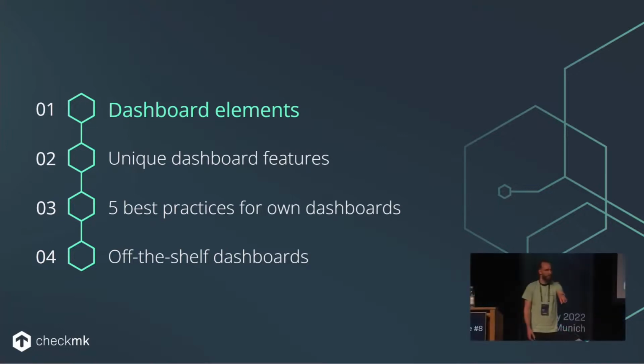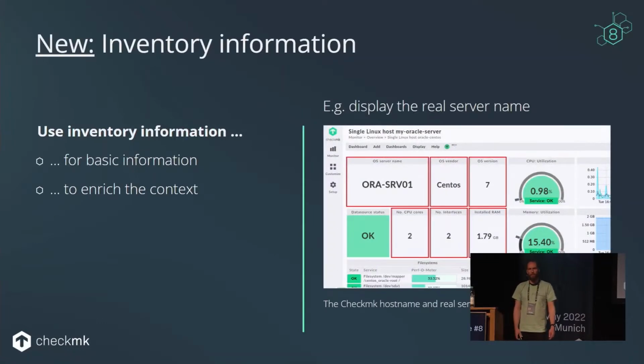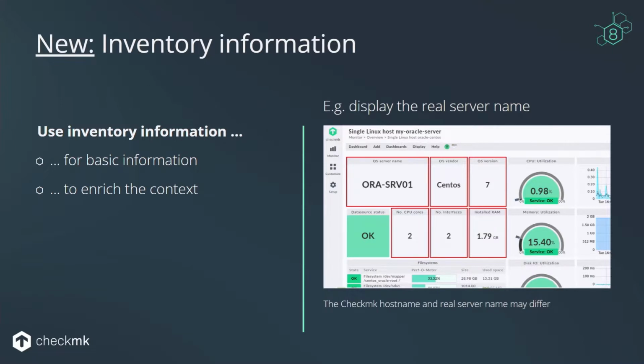So the first new dashboard element is the inventory information. With the inventory information in a dashboard, you may add some basic information, some meta information of the things you're looking at. It's to enrich your context with, for example, the OS server name, like you can see. Over here, or the operating system and the version of your server that you are working with. Could be very necessary to see that and to know that. Also to see your CPU cores, your interfaces, or the installed RAM.